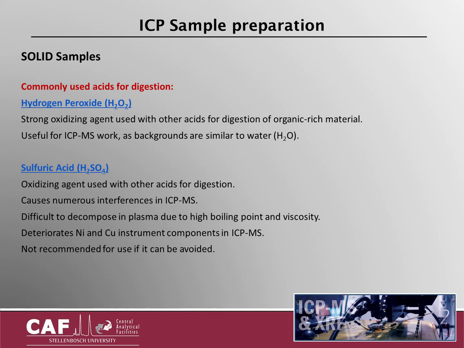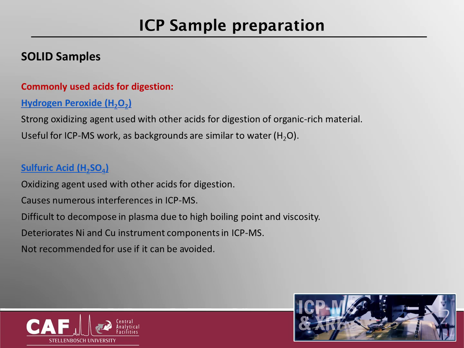Hydrogen peroxide is a very strong oxidizing agent. It's often used with other acids to digest organic rich material or fatty samples such as fish samples. It's useful in ICP-MS analysis as it does not introduce any additional interferences.